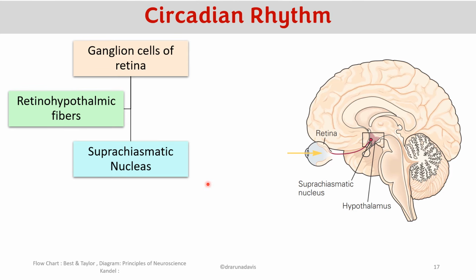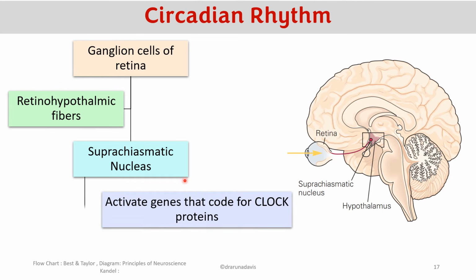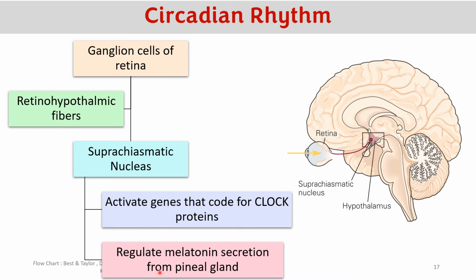The suprachiasmatic nucleus is the nucleus in the hypothalamus, which in turn will activate genes that code for the clock proteins. So when these retinohypothalamic fibers are stimulated, they produce clock proteins. The suprachiasmatic nucleus will produce clock proteins. Also, they regulate melatonin secretion from the pineal gland.